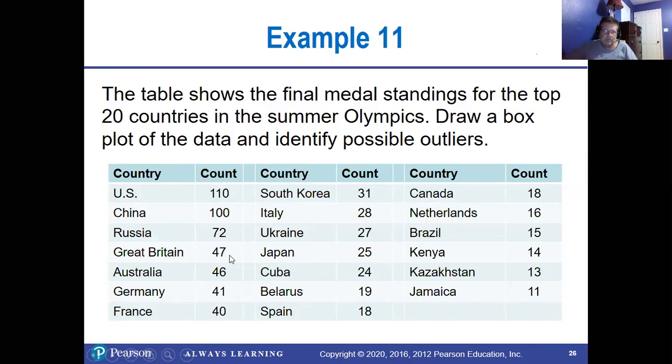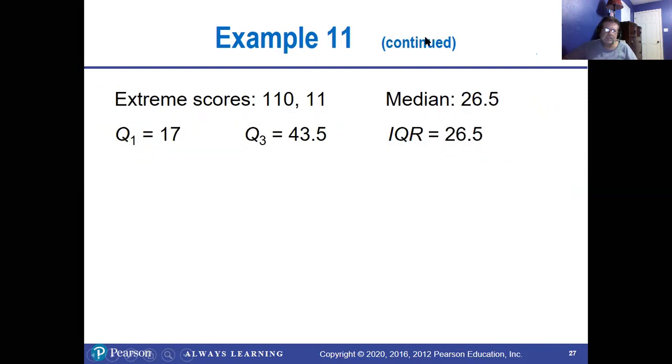1, 2, 3, 4, 5, 6, 7. So there's 7, that's 14, 15, 16, 17, 18, 19, 20. So we have 20 numbers, so that's 10. 1, 2, 3, 4, 5, 6, 7, 8, 9, and 10. 10 and 11. So my middle is going to be 26. So the Q2 is at 26. Okay, so you go and find those. All right, so then you would find the middle of the other two. So the median is at 26 and a half.